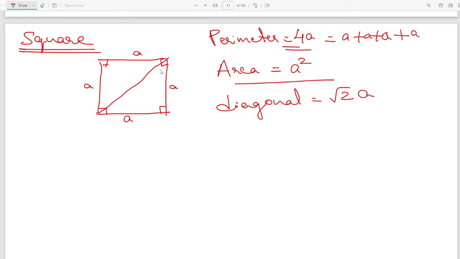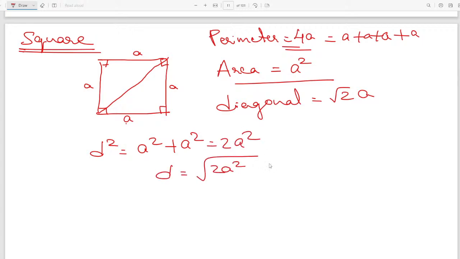This is from the Pythagoras theorem. Diagonal square is equal to A square, this is the side, plus A square. This is equal to 2A square. D is equal to root of 2A square. This is equal to root 2 into A. The diagonal would be equal to root 2 into A. If there is any doubt till here, please ask.